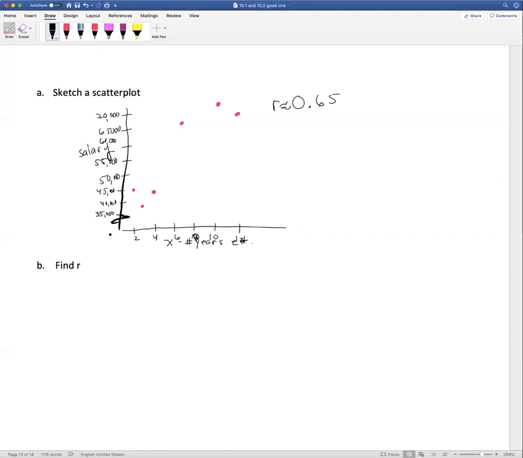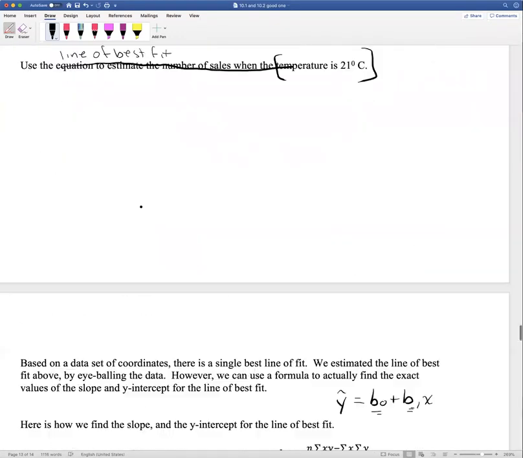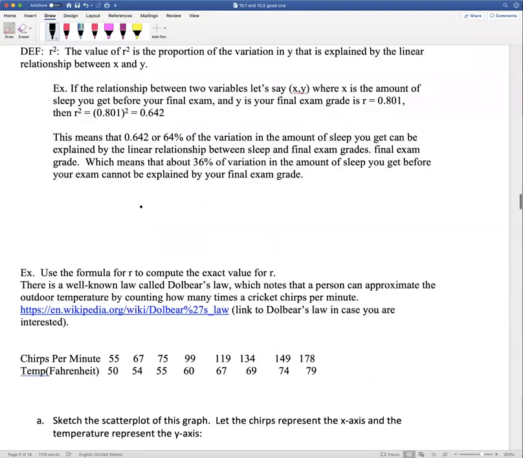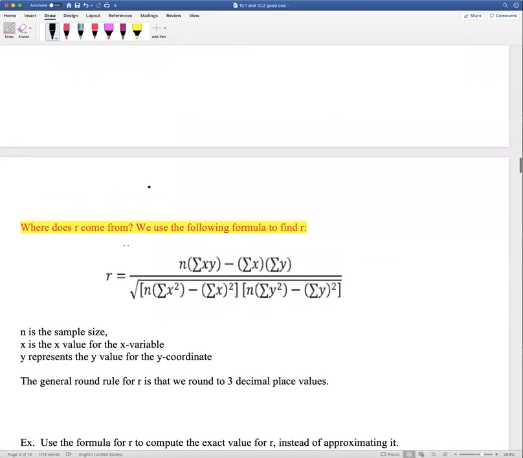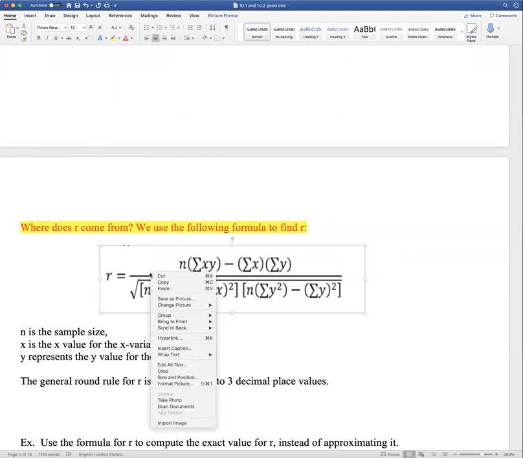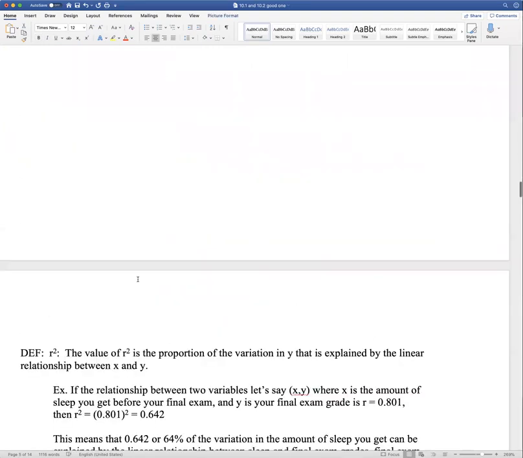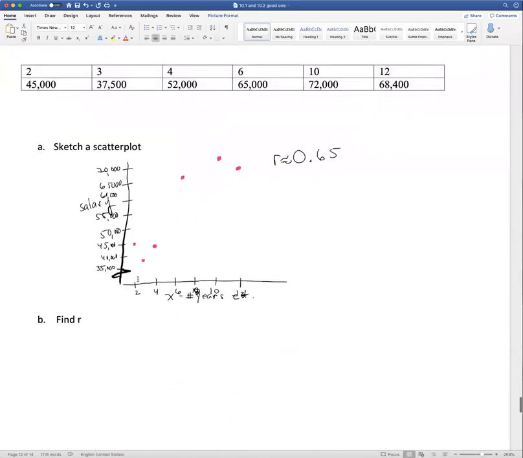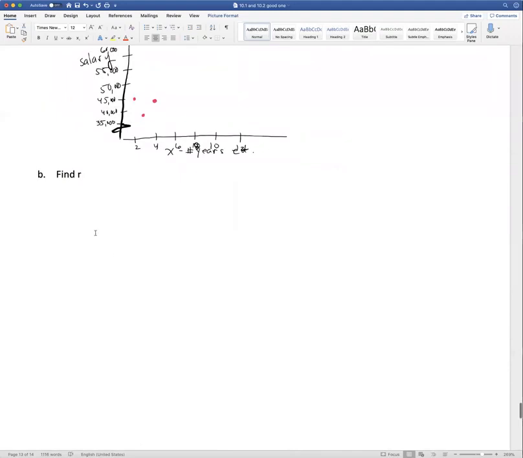So I'm going to make you a little nauseous. I'm going to zoom back up to the top of this guy, and I'm going to take a quick snapshot. Here we go. I want to get this formula for R here. Copy it, and let's paste it down here. And let's find R.